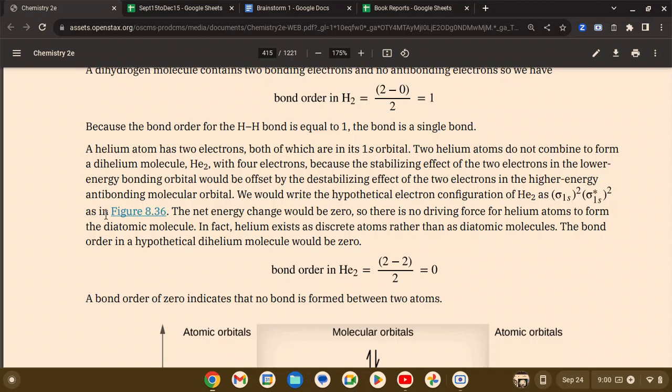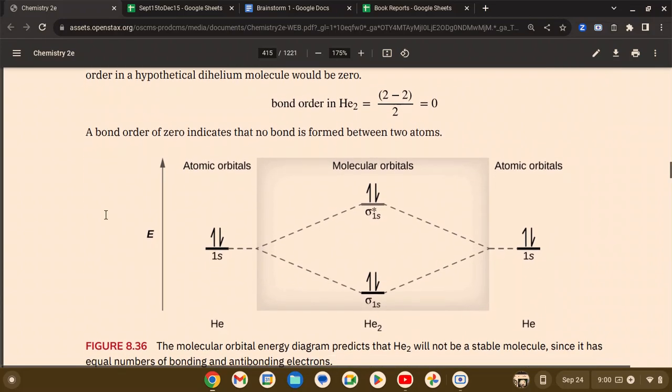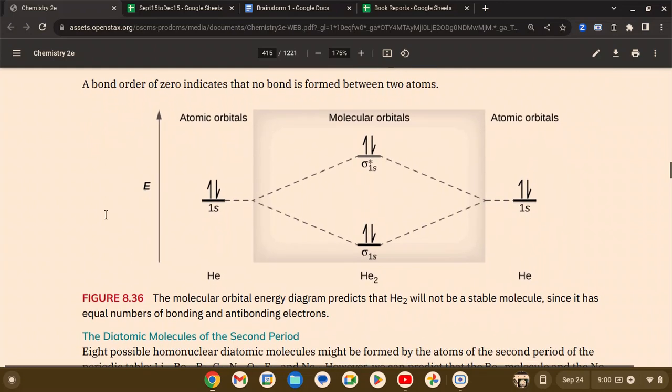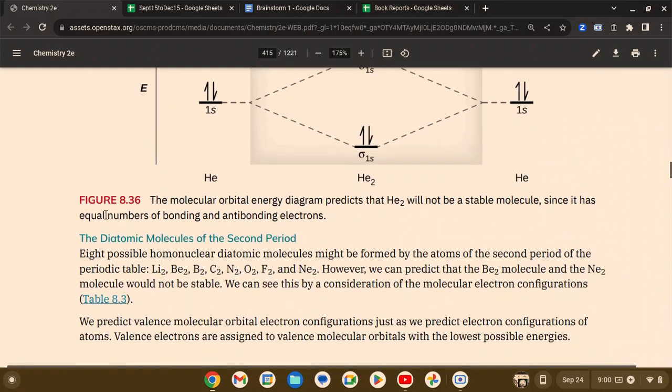The net energy change would be 0, so there is no driving force for helium atoms to form the diatomic molecule. In fact, helium exists as discrete atoms rather than as diatomic molecules. The bond order in a hypothetical dihelium molecule would be 0. A bond order of 0 indicates that no bond is formed between two atoms.